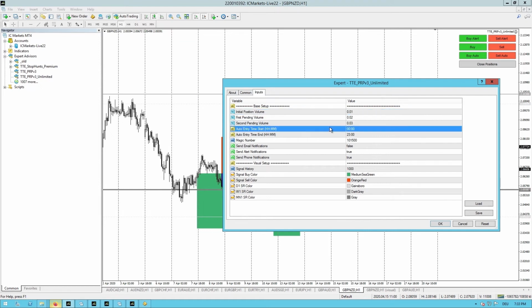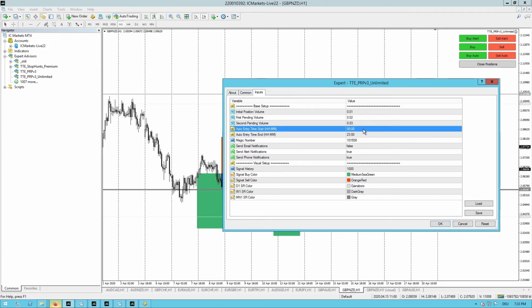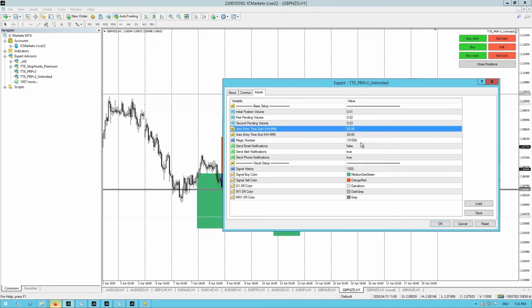The next one is the auto entry time start and auto entry time end. I try to, most of the time, because most price movement happens during the Euro and the US session and the crossover, and usually I put this one to around 20 my broker time. And then, because all setups that happen after can make a bad trade in my experience.